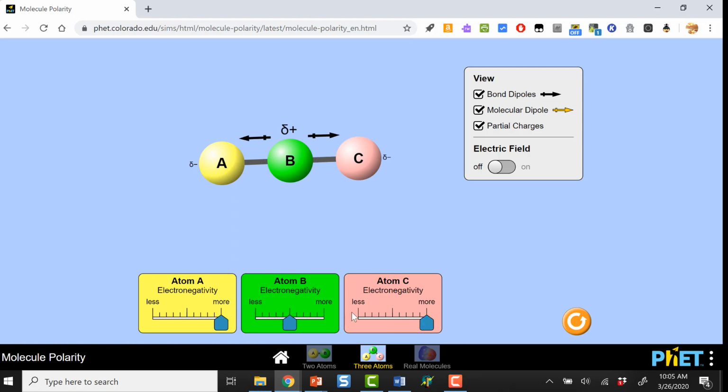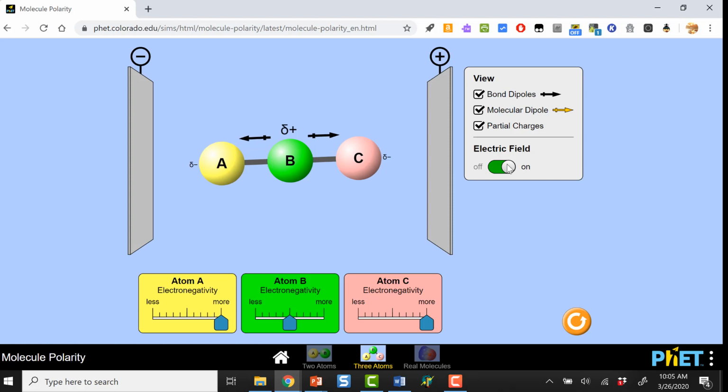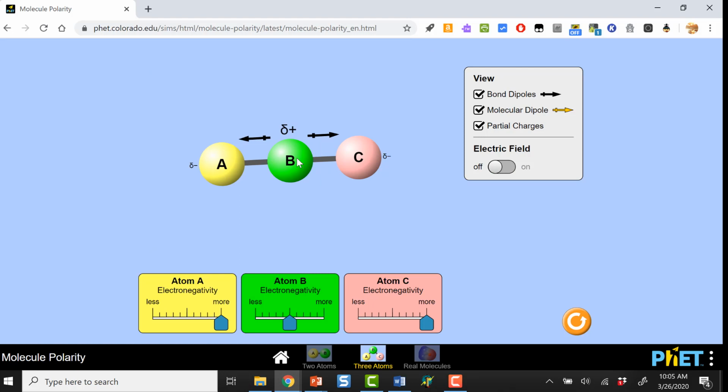Notice C and A both I've set to the same setting. They both appear to be electronegative. I've got a partially negative and a partially negative over here. This is partially positive. Does this show a dipole? Will it react to an electric field? Doesn't look like it.